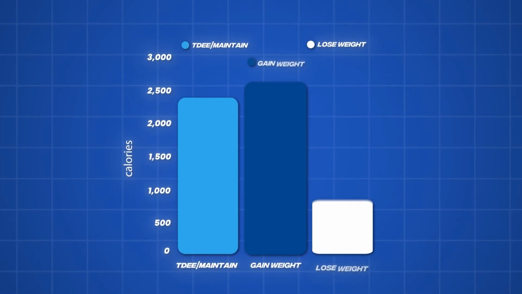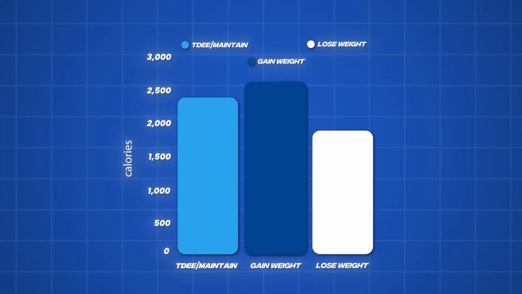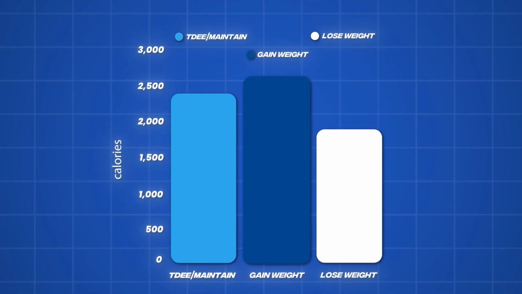Or you can simply take your BMR plus an estimate of your NEAT, your TEF, and your exercise activity thermogenesis. For example, if you want to gain weight, you're going to typically eat above your total daily energy expenditure. If you want to lose weight, you'll simply eat lower than your total daily energy expenditure.